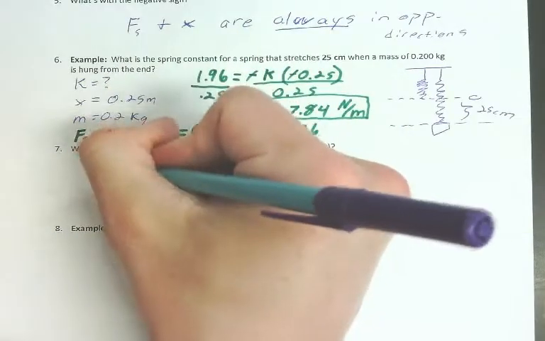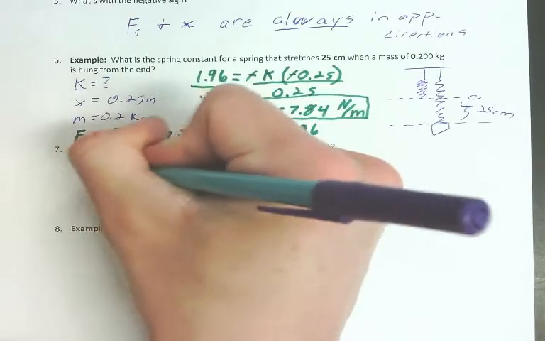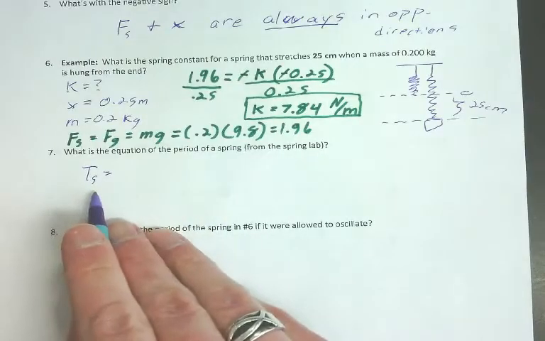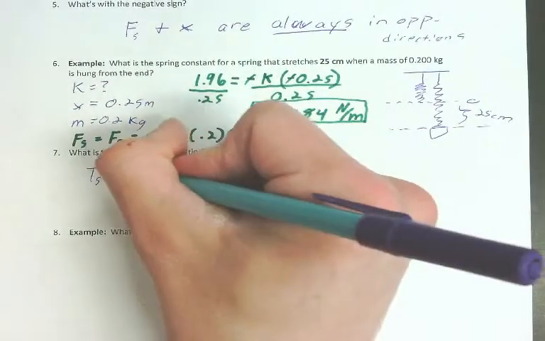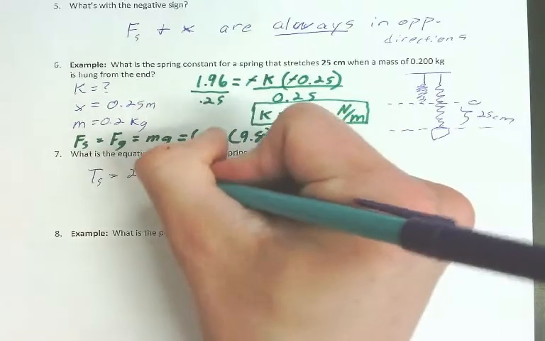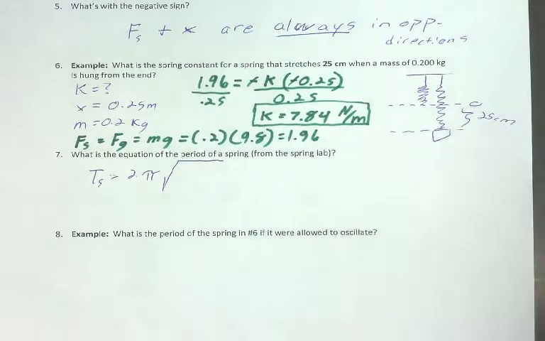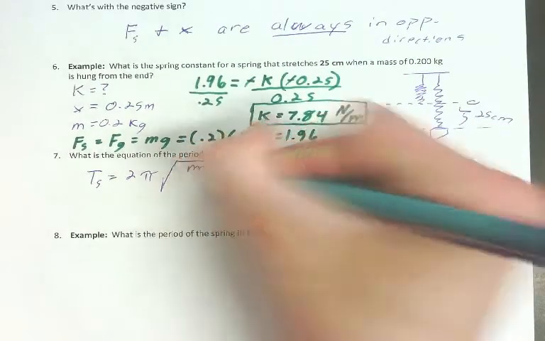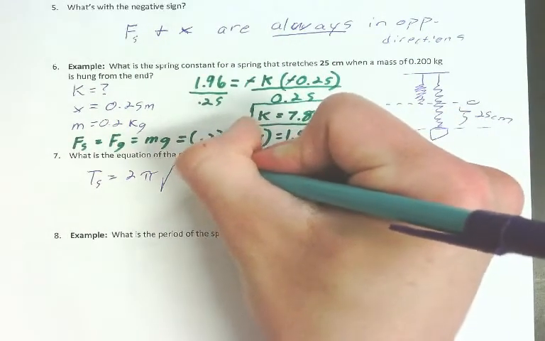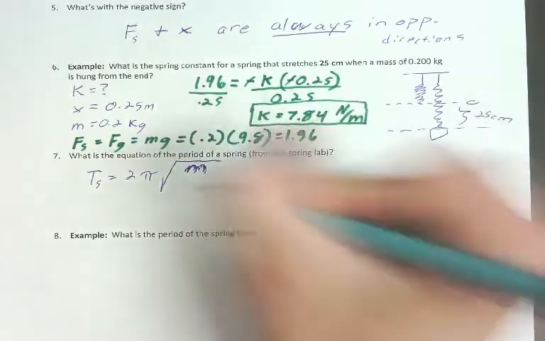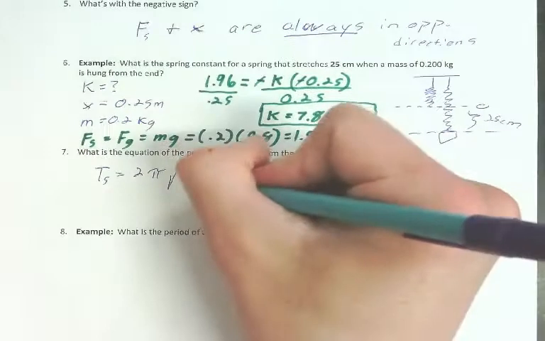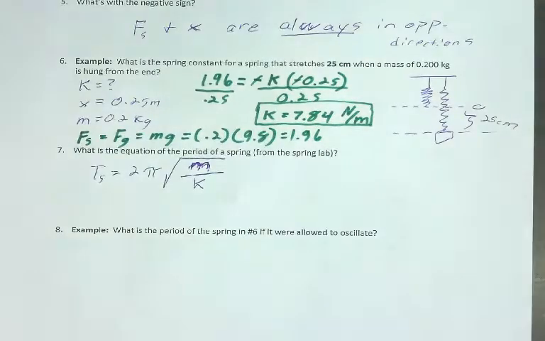The period of a spring is Ts, and again, this is spring, not pendulum. It is equal to 2 pi times the square root of, just like the pendulum, directly proportional over inversely proportional. Period is equal to 2 pi times the square root of m over k.